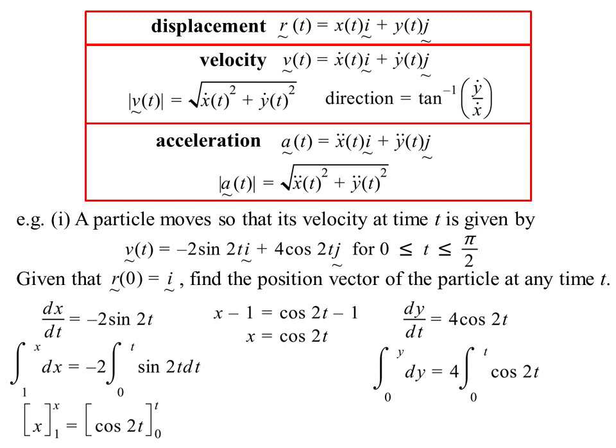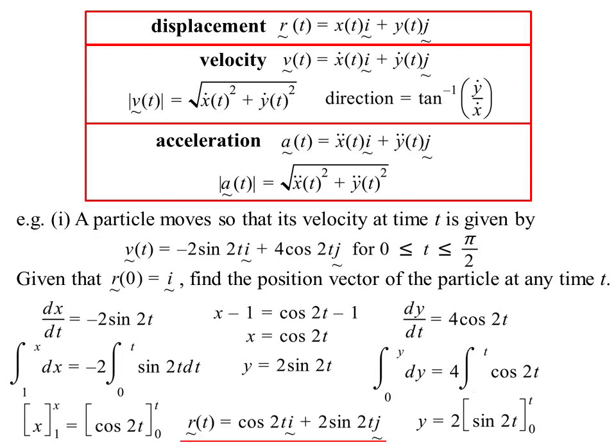The y component was also 0. So on the left hand side it's just y, so we get 2 sine 2t. So therefore, and I've written it in component form, but again, you could write it as a column vector. They're probably the 2 ways we tend to do it. They're the most common, either as a column vector or a component form. So cos 2t in the i direction and 2 sine 2t in the j direction.